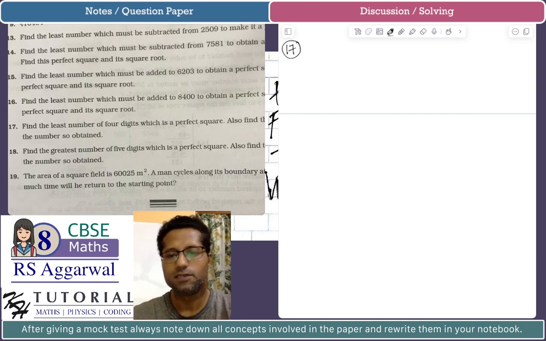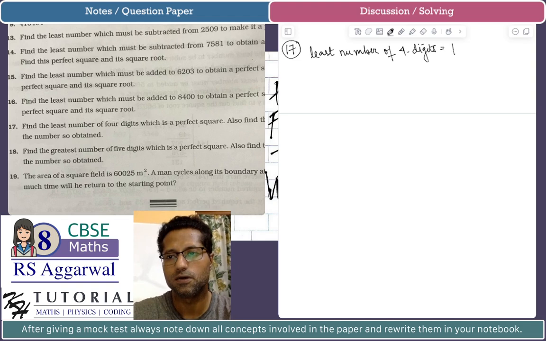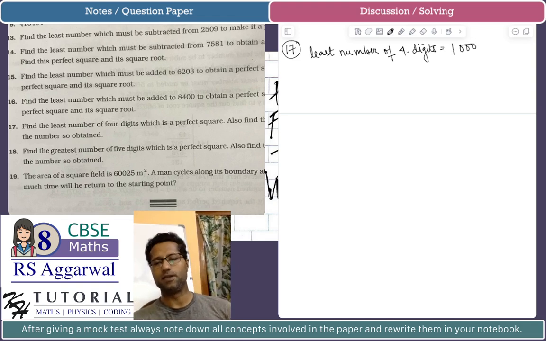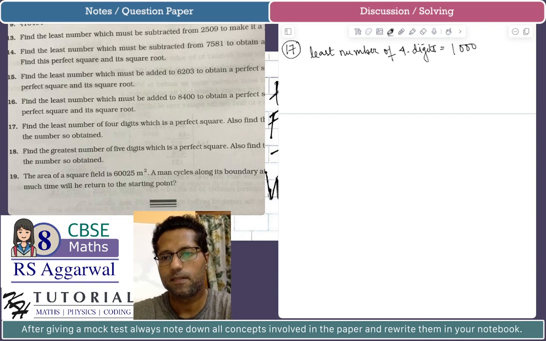The idea is we first have to identify the least 4-digit number, which is obviously 1000. Now we have to find the square root of 1000 by the long division method. So we will create periods: 0, 0 and 10.